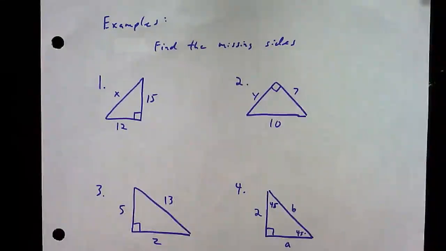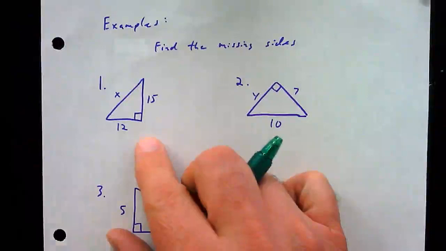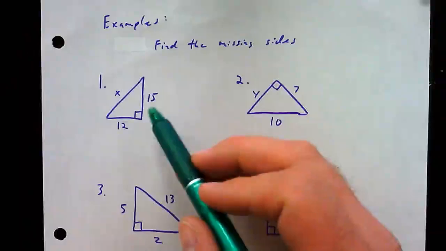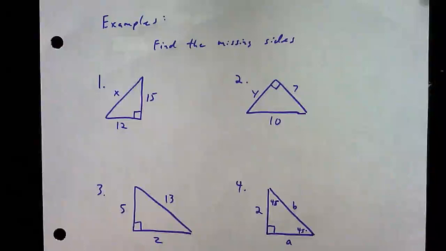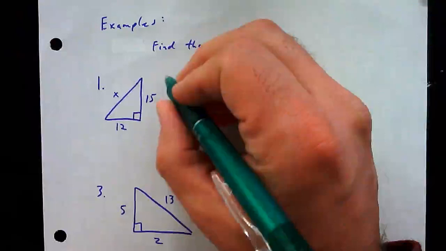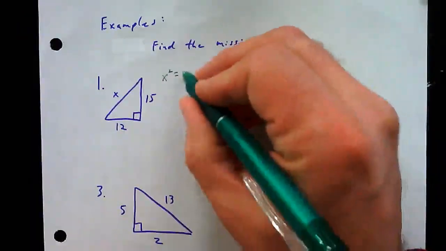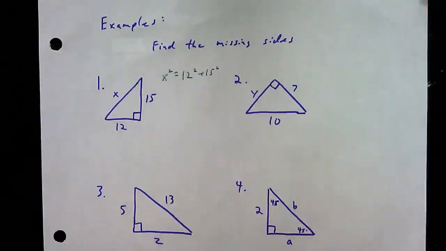I haven't given you guys many of the triples yet, so you might not recognize some of them. Now, on this one, for number one, I don't think it's going to be a triple. So I know I have two sides. You can always go to Pythagorean theorem if you have two sides of a right triangle in order to solve. So for this one, I'm going to plug it into Pythagorean theorem. I have x squared, I'm using x as my c value because it's the hypotenuse, equals 12 squared plus 15 squared.